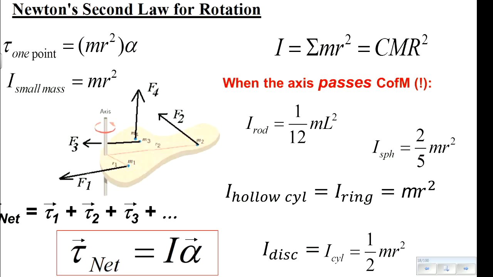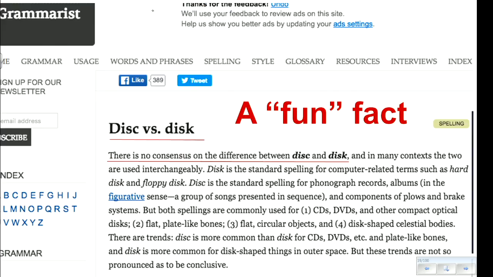That's why we need to know the name of that object, because the name tells us what coefficient should we use? What form factor should we use? That's it. That's all I want to say about it. Just a fun fact, nothing else. Interchangeable.